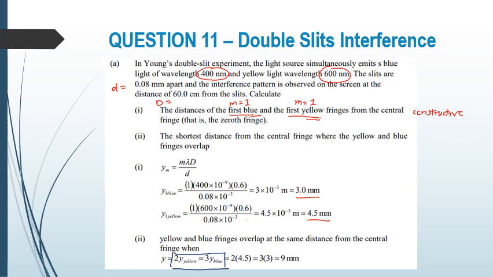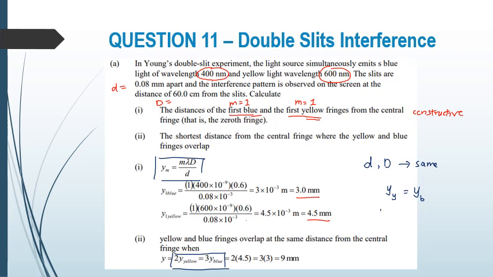So now you are given two lights, and the key part is these two lights are using the same experimental setup. They shine on the same double slit, and the screen is located at the same position. Meaning to say, the small letter d and the capital letter D for both colors are the same. So we know that the equation is y equals m lambda D over d, and when they are overlapping with each other, what we can say is y yellow equals y blue.